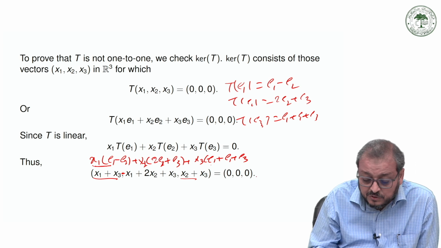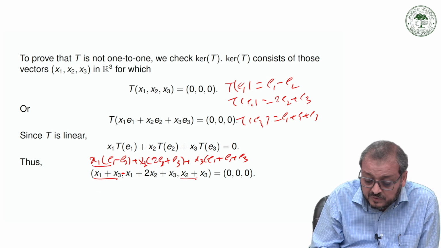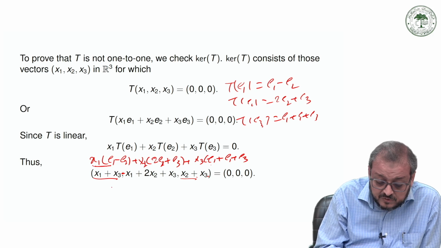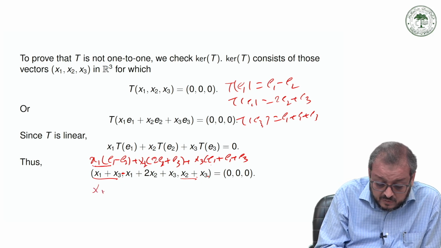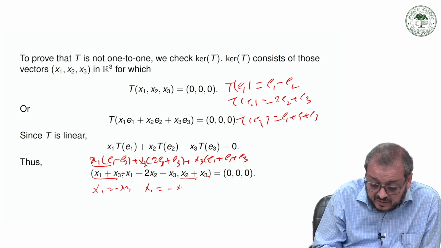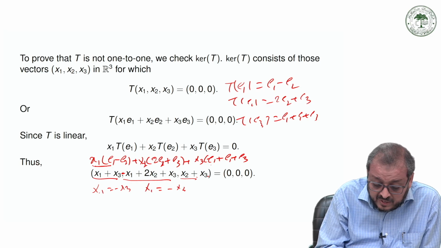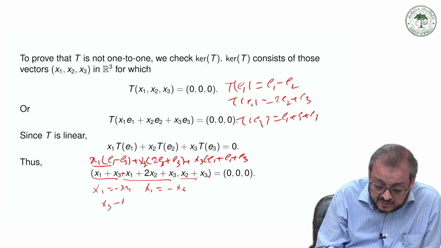So this is equal to 0, and this is equal to 0, which means x1 plus x3 is equal to 0 and x2 plus x3 is equal to 0. So this means we can say that x1 is equal to minus x3, and x2 is equal to minus x3. Then substituting here, x1 is equal to minus x3, and x2 is equal to minus x3.